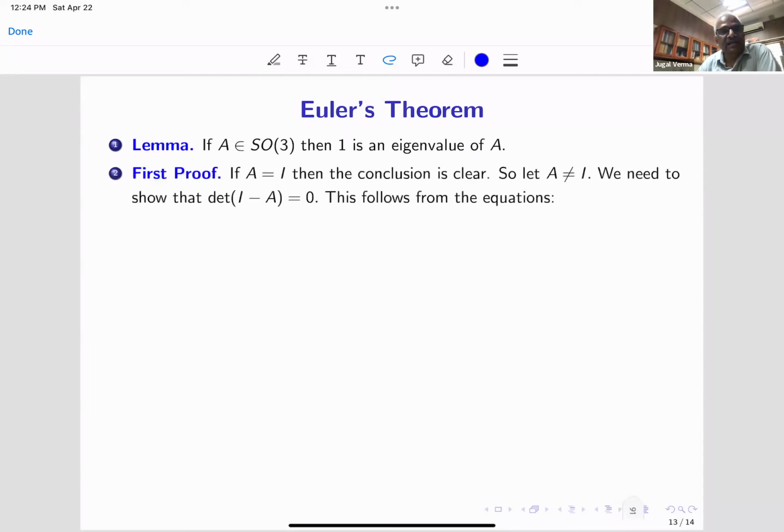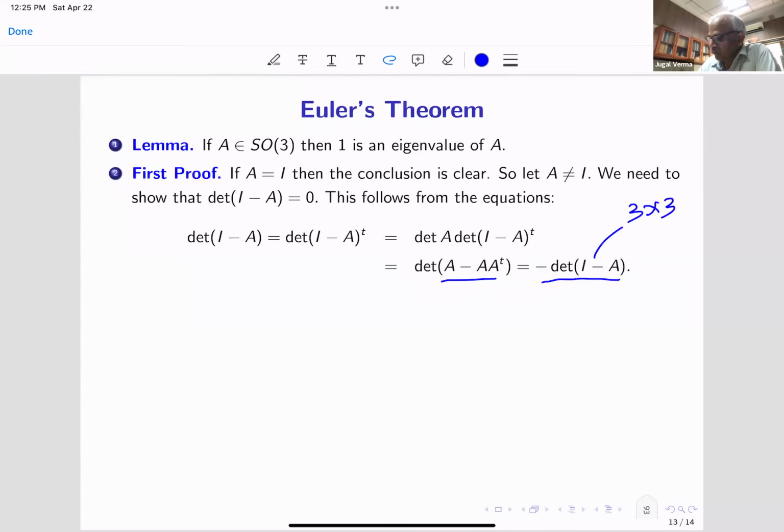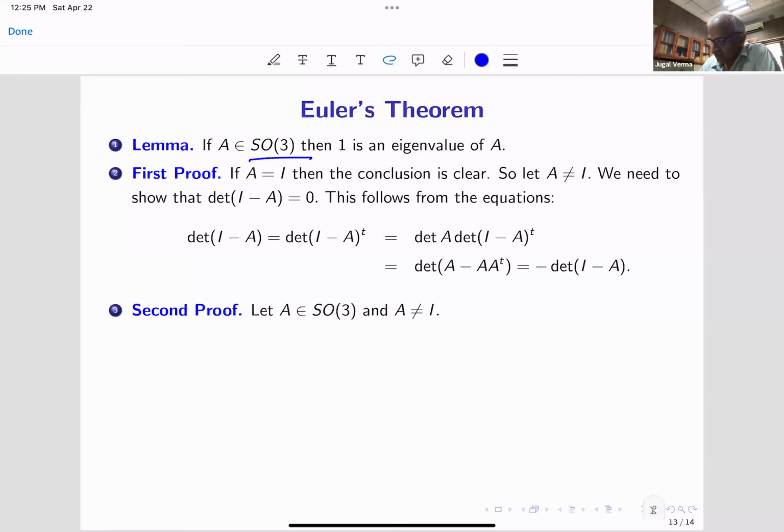Then 1 is an eigenvalue. The proof is rather easy. I need to show that the determinant of I minus A is 0. Look at the determinant of I minus A, that is the determinant of I minus A transpose. I can multiply by the determinant of A because A has determinant 1, so it is the determinant of A times the determinant of I minus A transpose. Now you can use the product formula that says it is the determinant of A minus A transpose, but that is minus the determinant of I minus A, because I minus A is a 3x3 matrix. So that shows that the determinant of I minus A is zero. So this shows that any matrix in SO3 has one as an eigenvalue and there is an eigenvector.